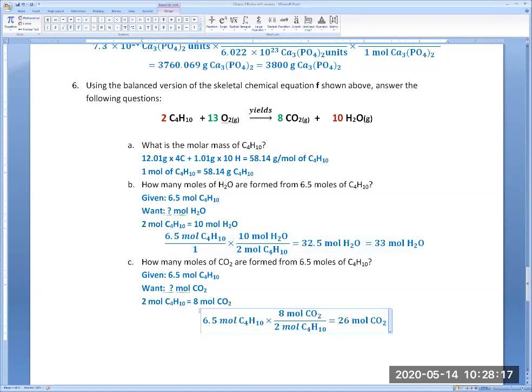So we need to keep 2 Sig Figs. As earlier, the given amount is limiting to 2 Sig Figs, and we have already 2 Sig Figs there. And again, does it make sense? From 2 moles of C4H10, we make 8 moles of CO2. So basically you multiply by 4. And so 4 times 6.5, 4 times 6, 24. And so 26 makes sense here, right?